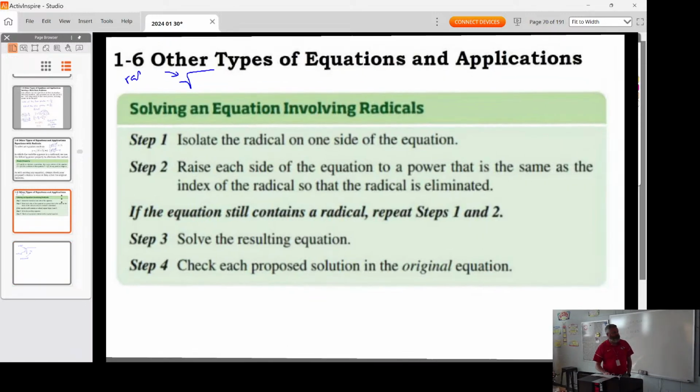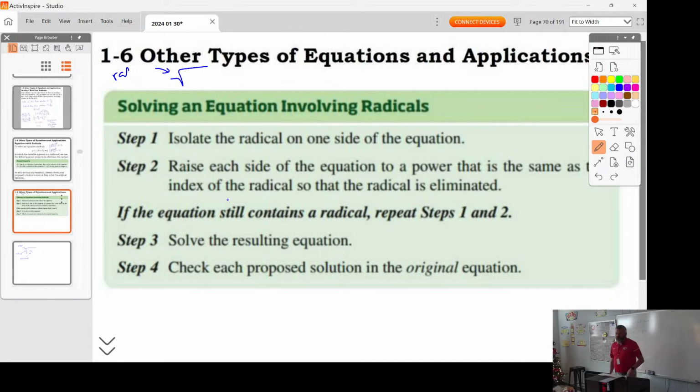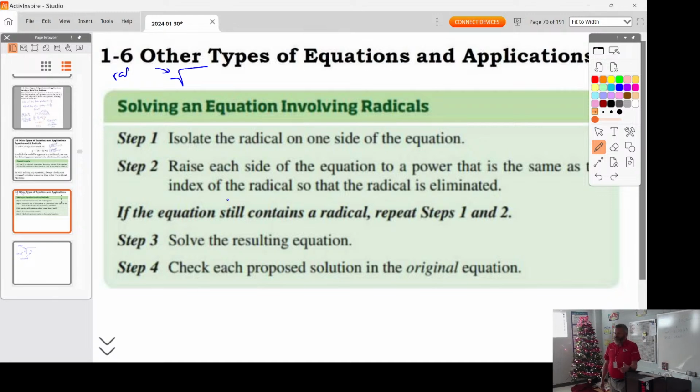Okay. So if we have multiple radicals, step number 1, isolate a radical. Number 2, raise both sides to the power of the index. Simplify. If you still have radicals, repeat step number 1. Do it over. Once you get done and you have no radicals left, just solve it.